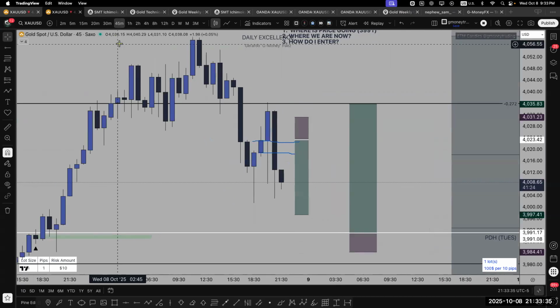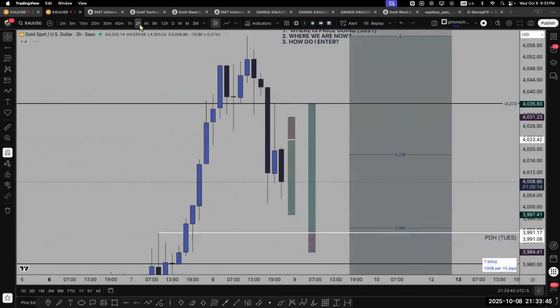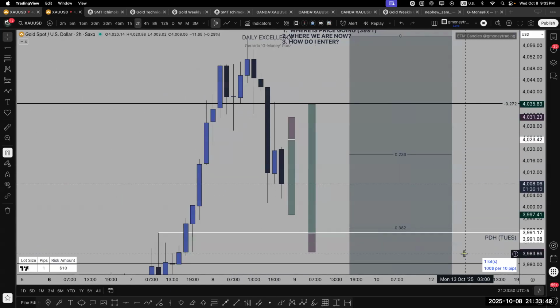Perfect. So 45 minutes looks good as well. One hour, not the best. Maybe a little evening star just to confirm direction, right? Let's see how the 2 hour looks. There you go. When this candlestick closes, look what we got. And bada bing, bada boom. There it is. Nice little drop base drop.